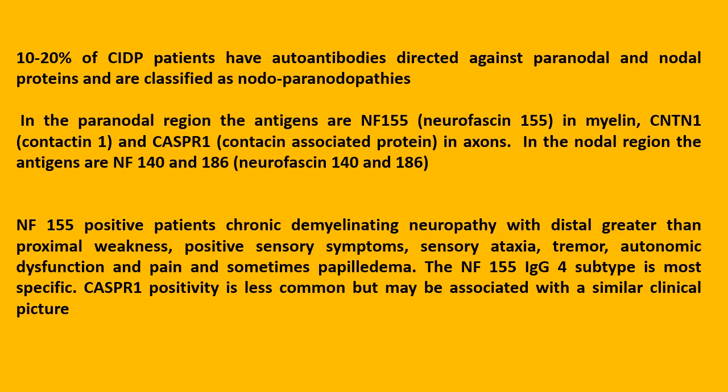NF155 positive patients present with chronic demyelinating neuropathy with distal greater than proximal weakness, positive sensory symptoms, sensory ataxia, tremor, autonomic dysfunction and pain, and sometimes with papilledema. The NF155 IgG4 subtype is most specific. Caspr1 positivity is less common but may be associated with a similar clinical picture.